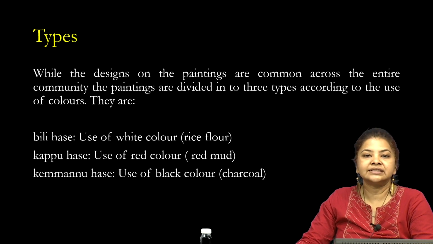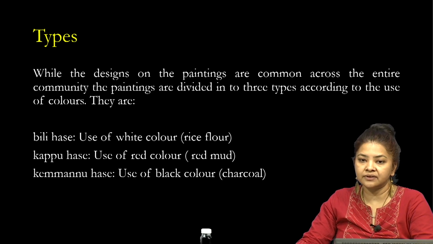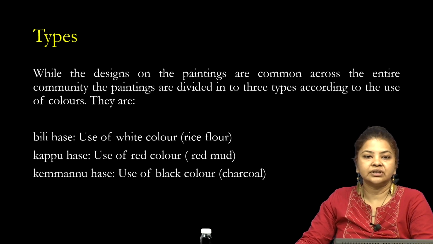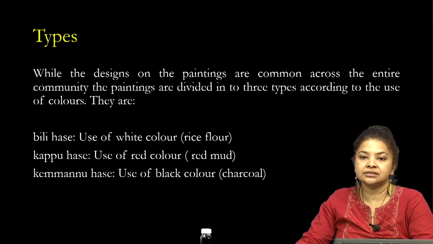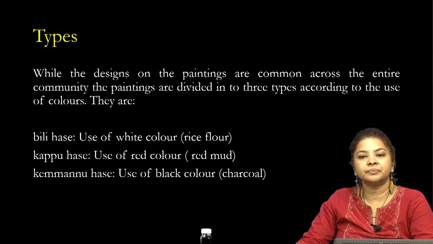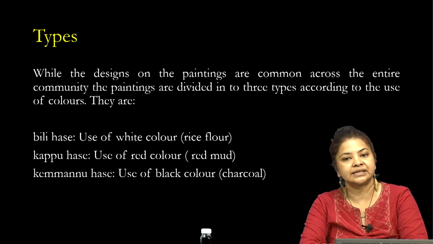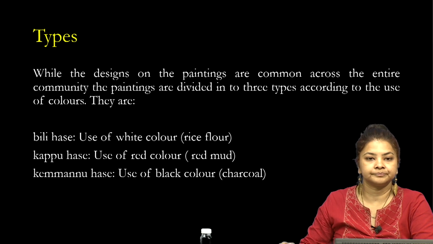Types: while the designs on the painting are common across the entire community, the paintings are divided into three types according to the use of color. They are Bili Hase, use of white color that is derived from rice flour, Kapu Hase, use of red color and it is derived from red mud, Kemanu Hase, use of black color and it is derived from charcoal. So, based on the colors used on the painting, the paintings can be divided into three types.